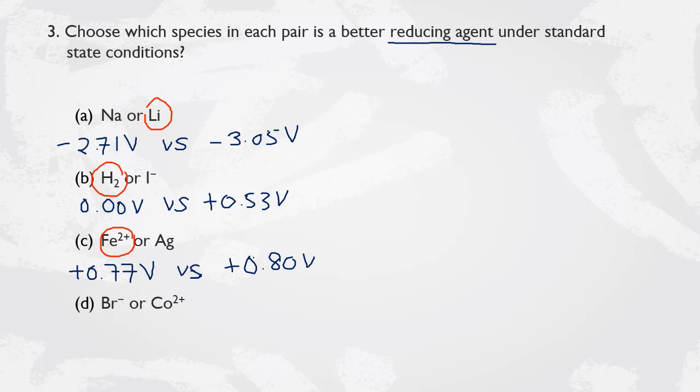And lastly, we have Br minus versus cobalt 2+. So we have Br with negative 1.07 volt versus negative 0.28 volts. So which of those will have the more negative value? So Br minus has the more negative value, therefore it's going to be a better reducing agent than cobalt.